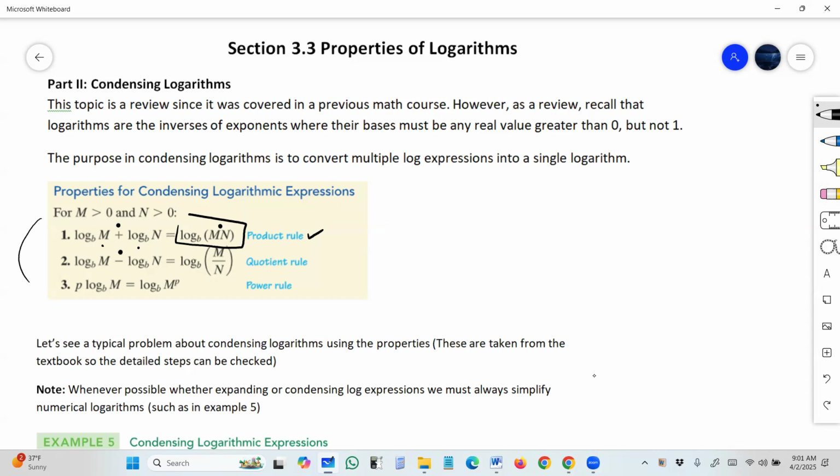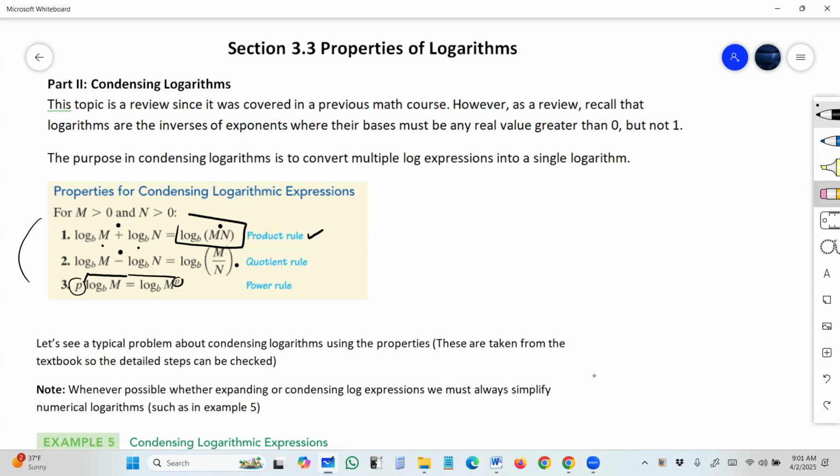The difference of logs is the log of the quotient. And if we have a number multiplying the log, this is the power rule. That number becomes the exponent of the log.